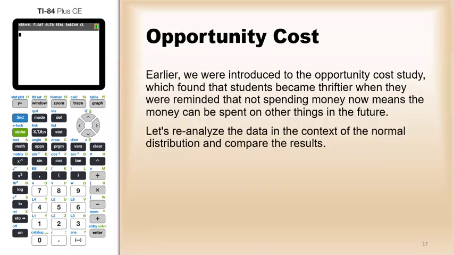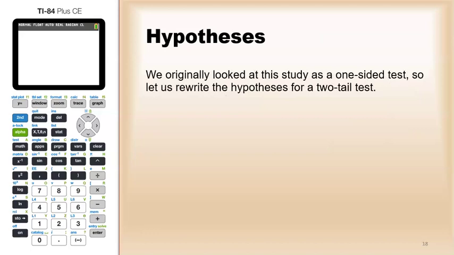All right, so earlier this course, we were introduced to the opportunity cost study, which found that students became thriftier when they were reminded that not spending money now means that money can be spent on other things in the future. So let's reanalyze this data in the context of a normal distribution and compare the results to the simulation tests we did before. We originally looked at the study as a one-sided test, but since we're going to do everything else this quarter with two-sided, let's do it with a two-tailed test instead.